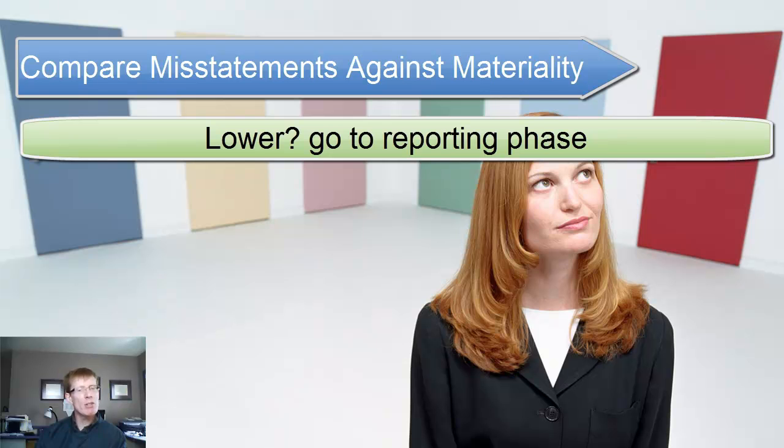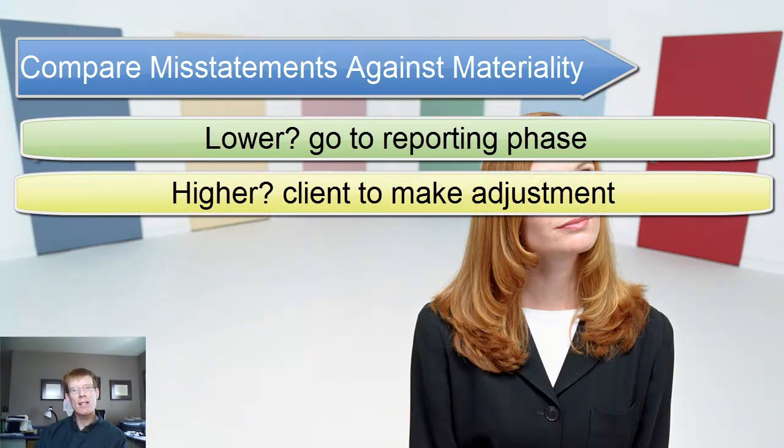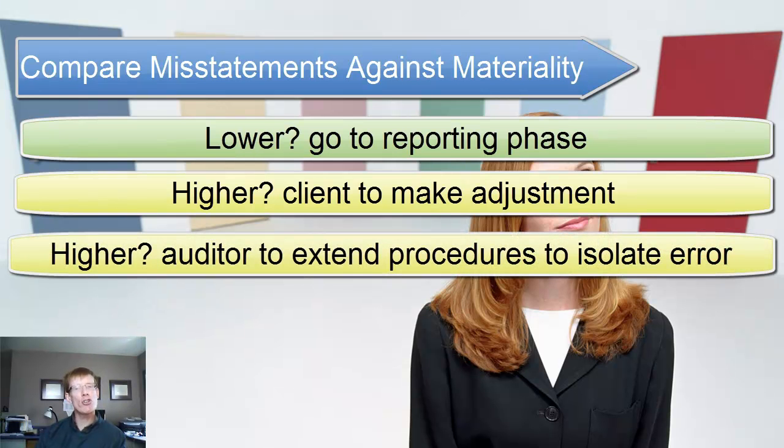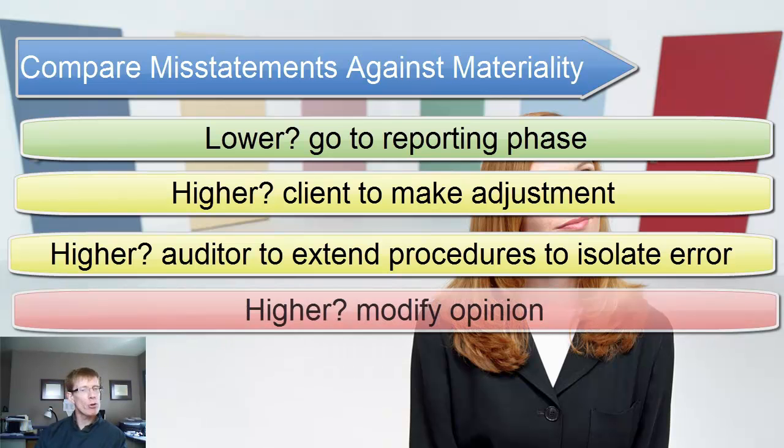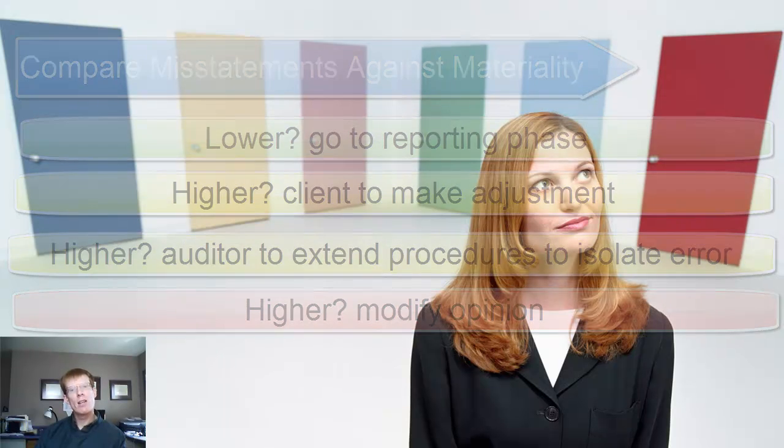And if the misstatements are greater than materiality, then there is one of three possible outcomes. First, the client will make an adjustment to lower the unrecorded misstatements. Secondly, the auditor may perform additional work to reduce the size of the maximum possible misstatement. And thirdly, the auditor's opinion may be modified. For many audits, the third, fourth, and fifth steps are combined into one seamless evaluation.